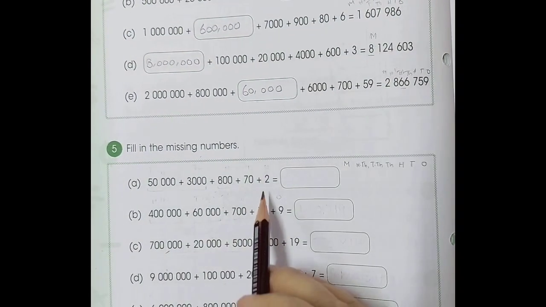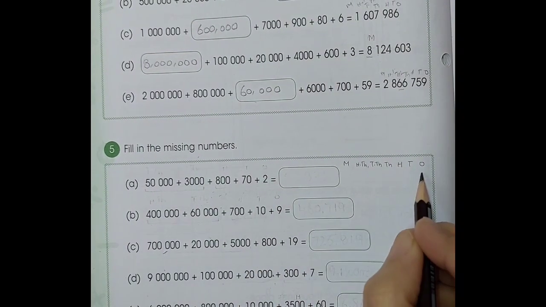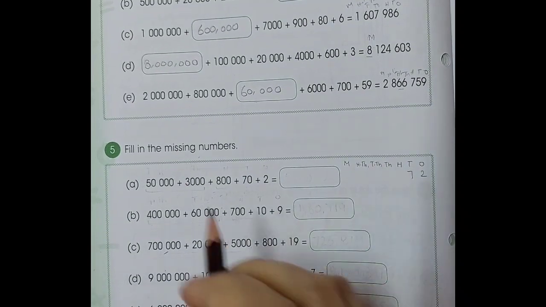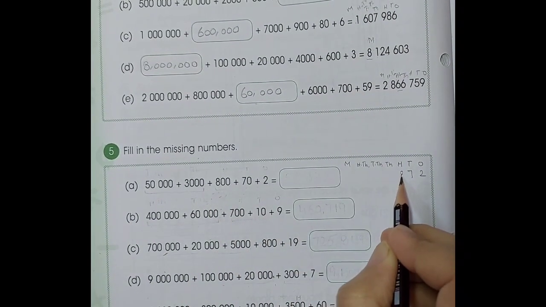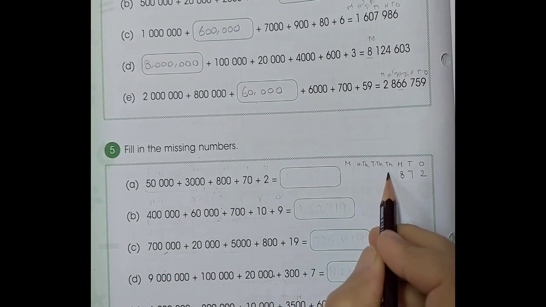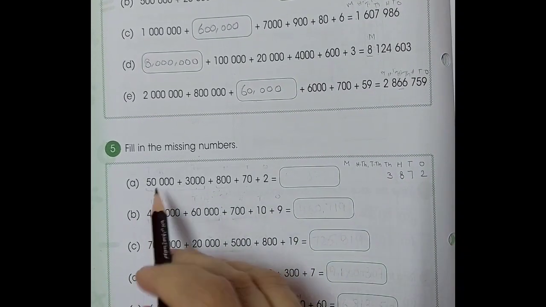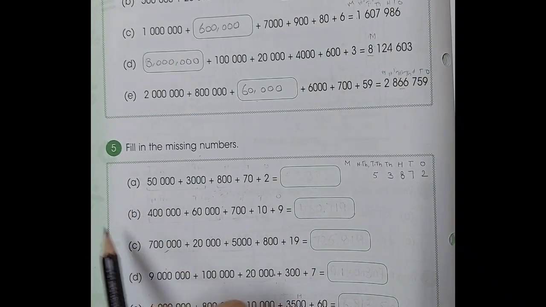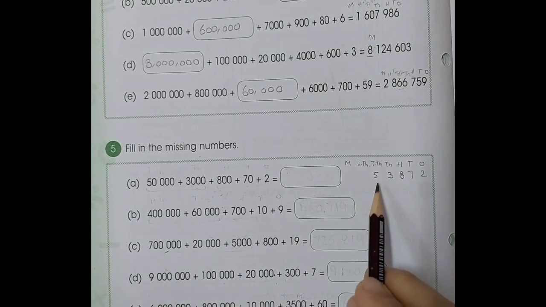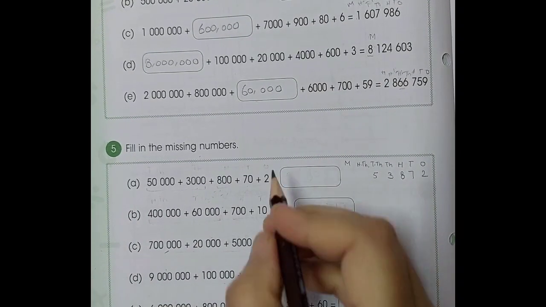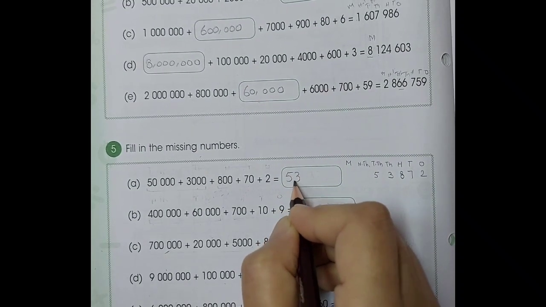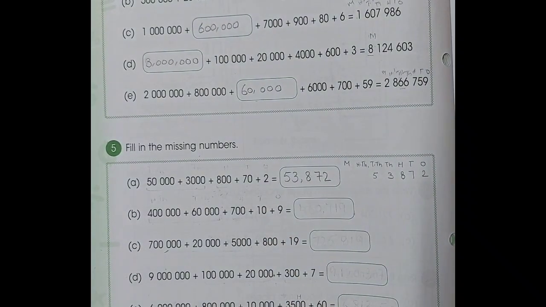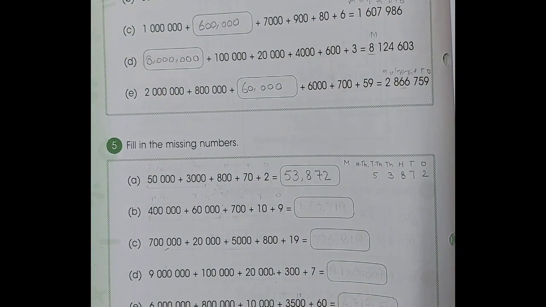Okay, here under ones we have what? 2. We will write 2 here. Tens, 70, 7 will write here. 800, 8 will come under 100. 3,000, 3 will come under 1,000. Then 50,000, 5 will come here under 10,000, and then there is nothing left. So the number will become 53,872. We can write it 53,872. Okay, now move on to part B.